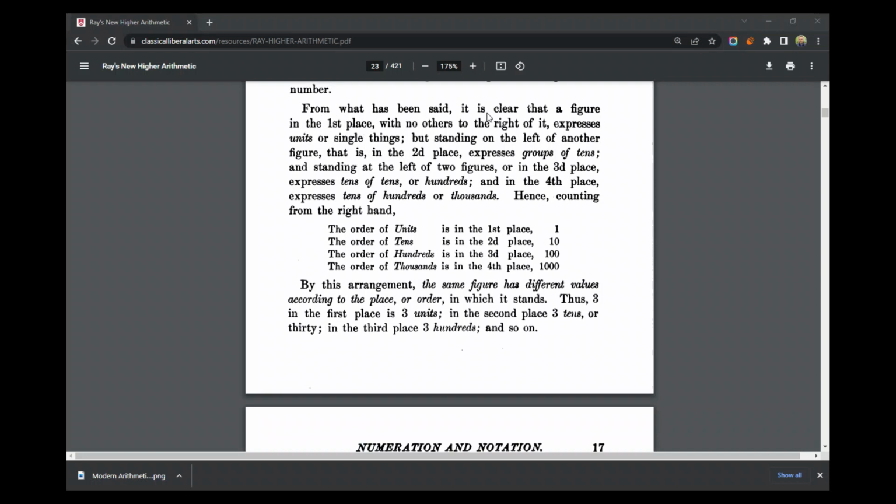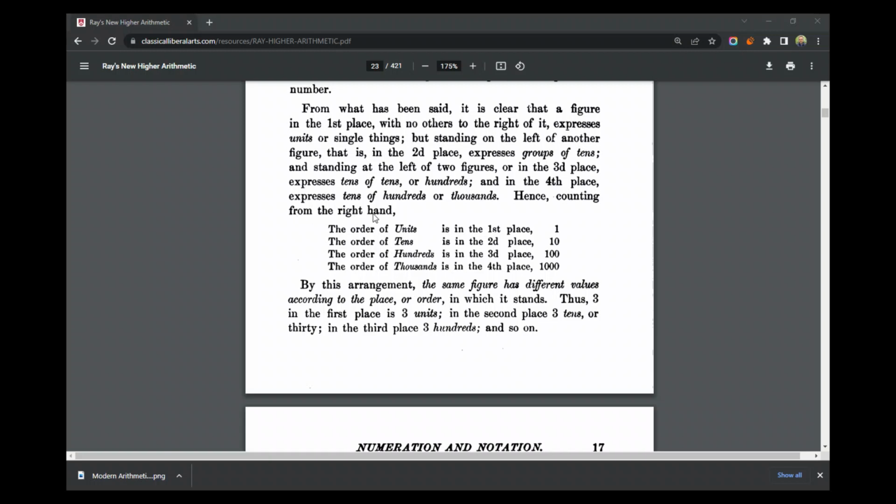From what has been said, it is clear that a figure in the first place, with no others to the right of it, expresses units or single things. But standing on the left of another figure, that is, in the second place, it expresses groups of tens. Standing at the left of two figures in the third place, it expresses tens of tens or hundreds. And in the fourth place, it expresses tens of hundreds or thousands.